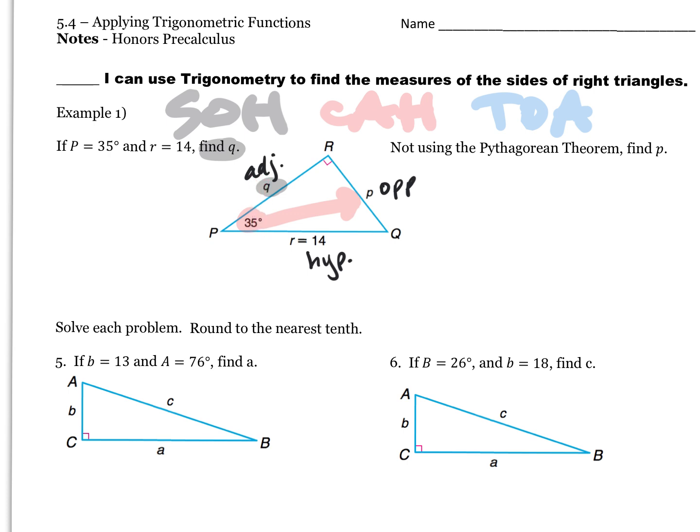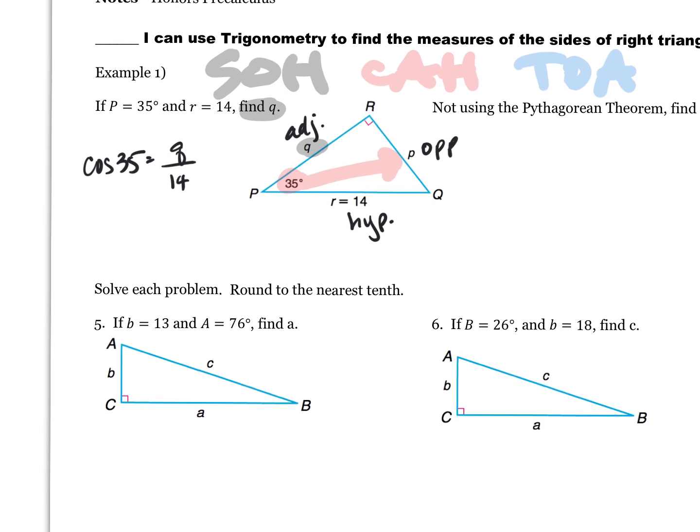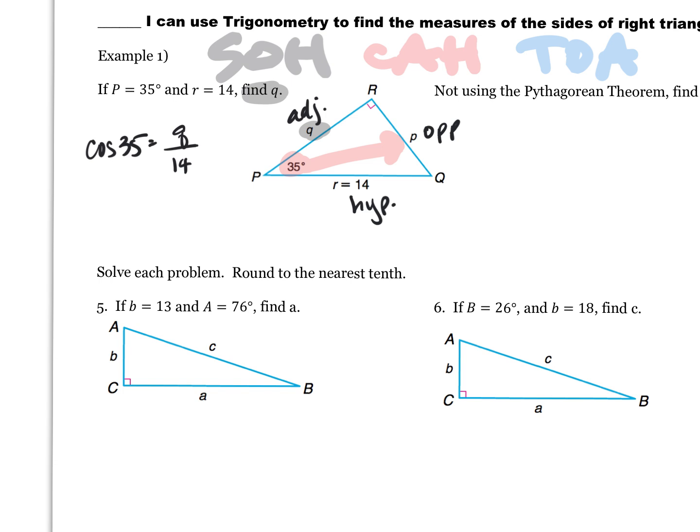So, yeah, let's go do cosine. The cosine of 35 equals adjacent over hypotenuse. What over what? Q. Why did I use a Q? That's so annoying. Q over 14. How would we solve this one then? Yeah, you guys, we're going to just multiply by that denominator.